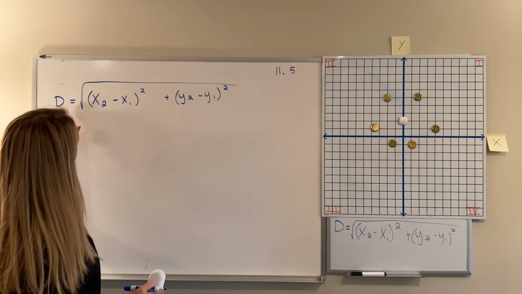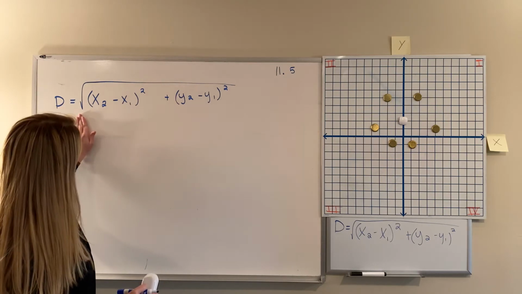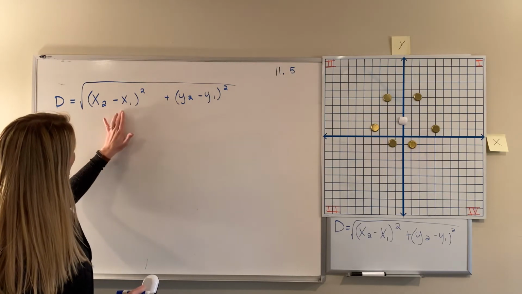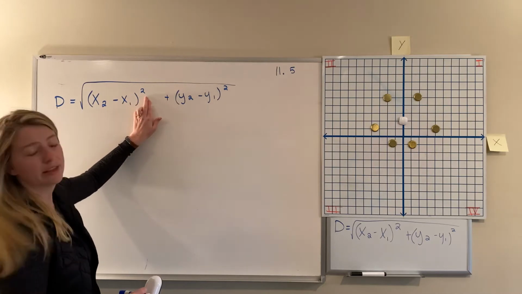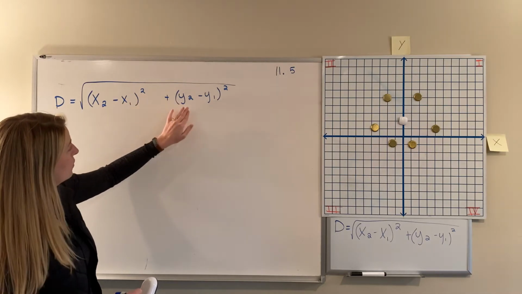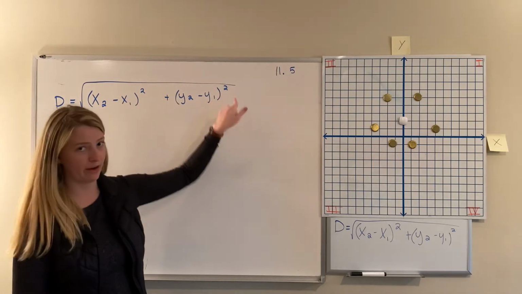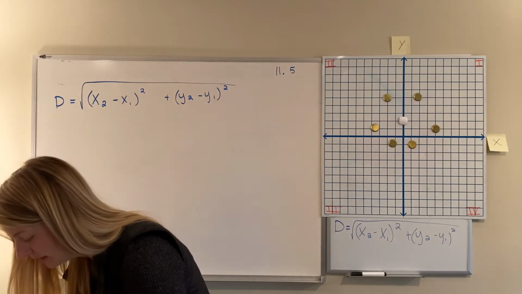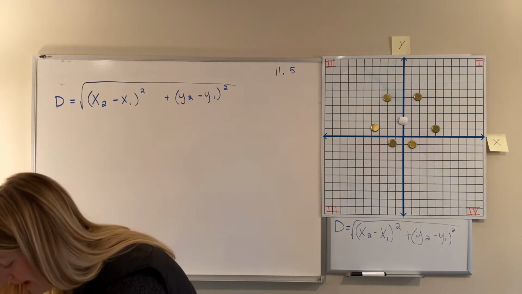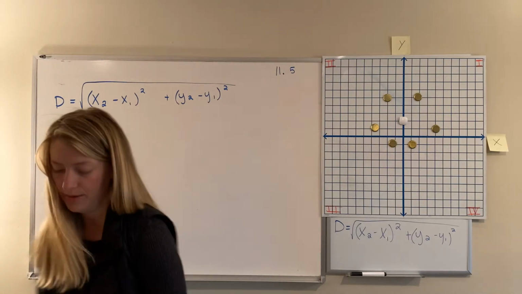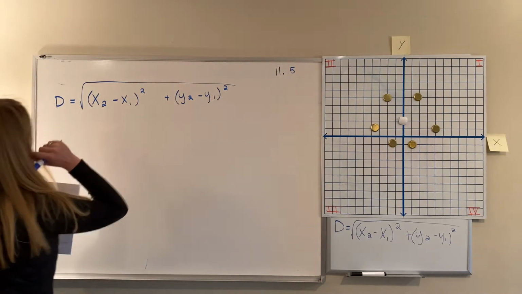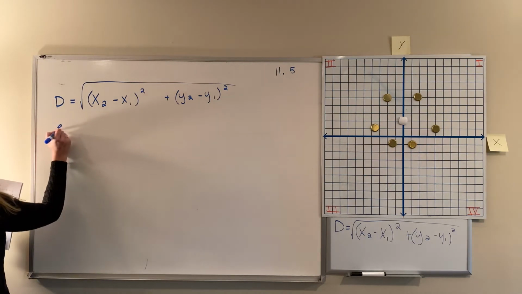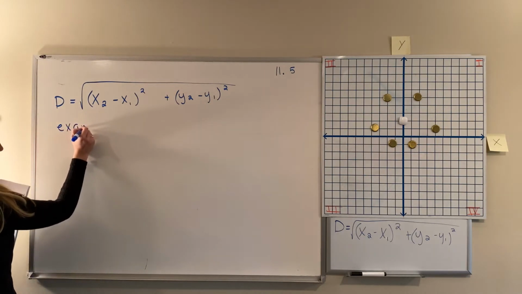So in short, the distance formula is the square root of x2 minus x1 squared, this is important, plus y2 minus y1 squared. Do not forget that little squared. It'll change your answer drastically. All right, let's look at example 1. Example 1 wants us to use the distance formula to find the distance between 2 points.